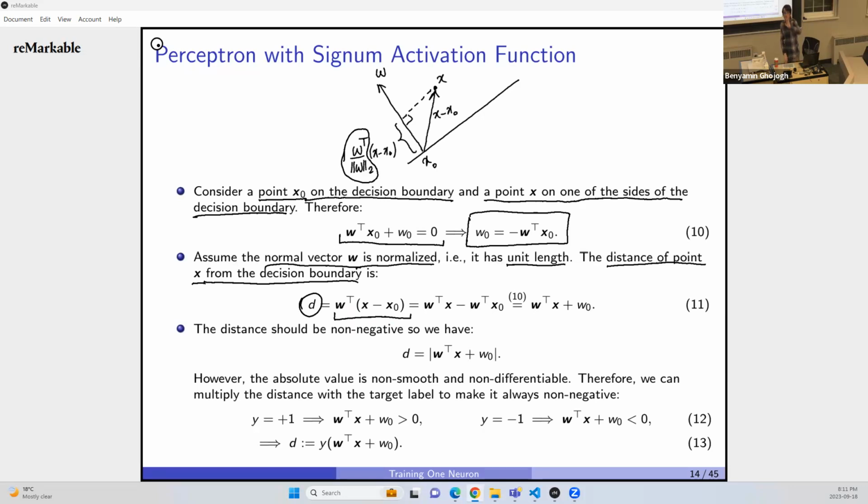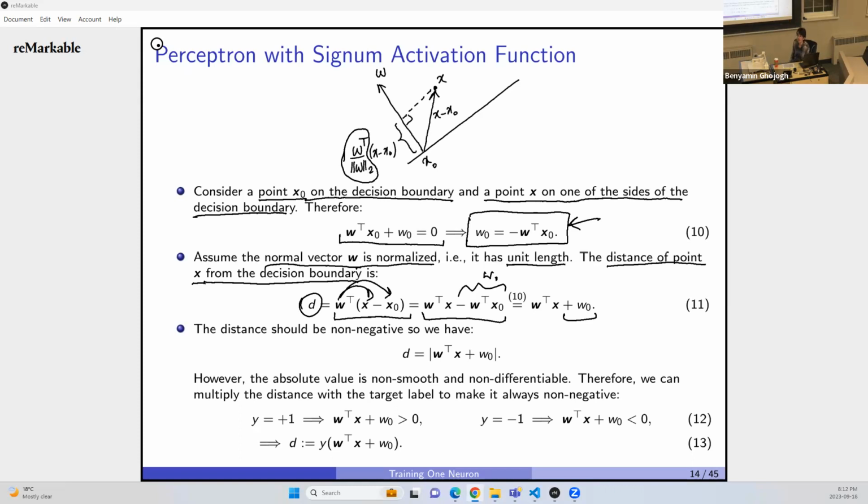Clear so far? By the way, whenever you don't understand anything, just ask me, interrupt me, okay? Let it be crystal clear for you. Now, I multiply these terms. I have W transpose x minus W transpose x0, right? Then I can replace this, according to equation 10, with W0. Do you agree? So D is W transpose x plus W0. We just proved that, right?